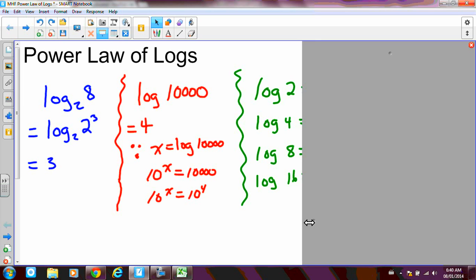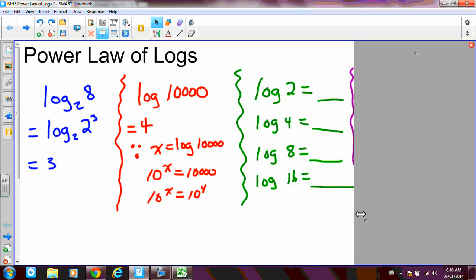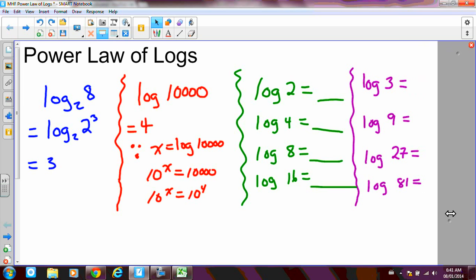If we continue this out, then I want to look for a little bit of a patterning sort of thing that occurs. If we find log of 2, log of 4, log of 8, log of 16, I'm interested in seeing what we get. Doing the same thing with log 3, log 9, log 27, log 81. So what I'm going to ask you to do is pause the video here and just quickly calculate these.